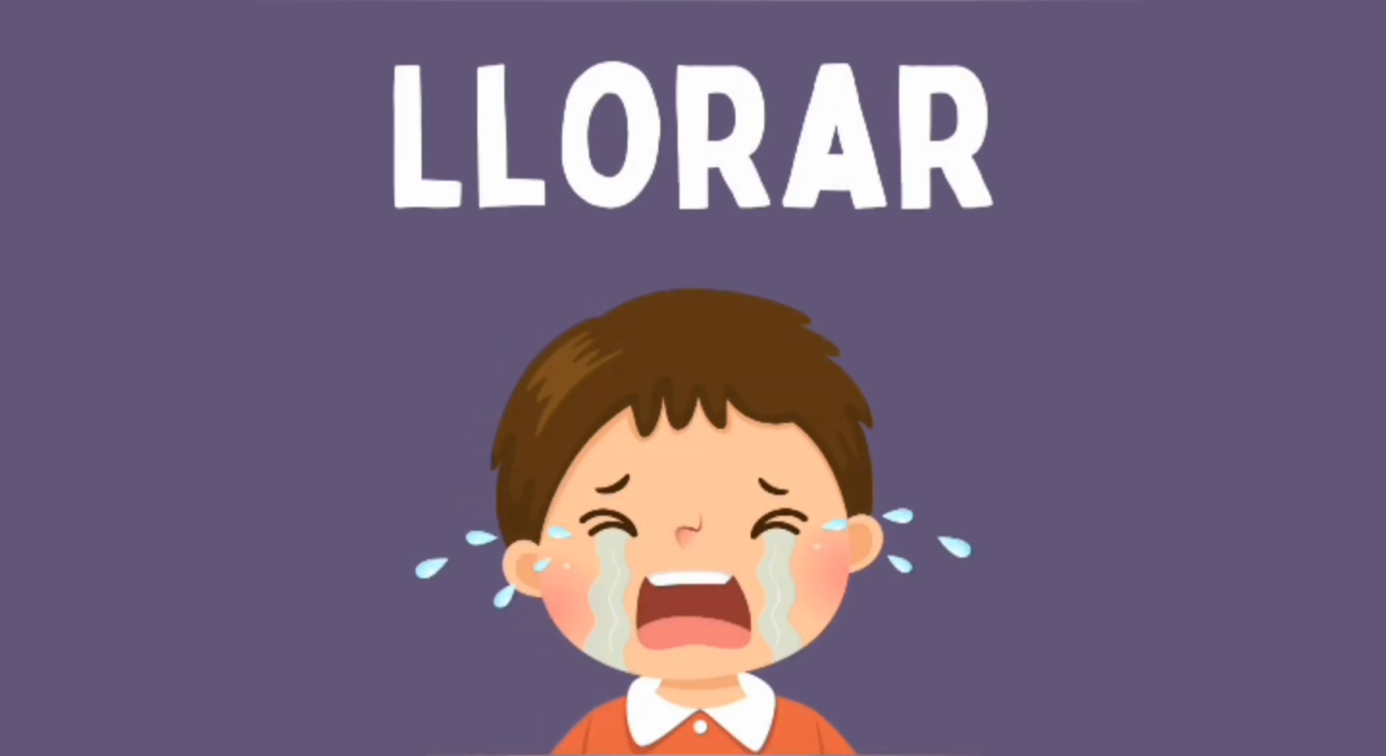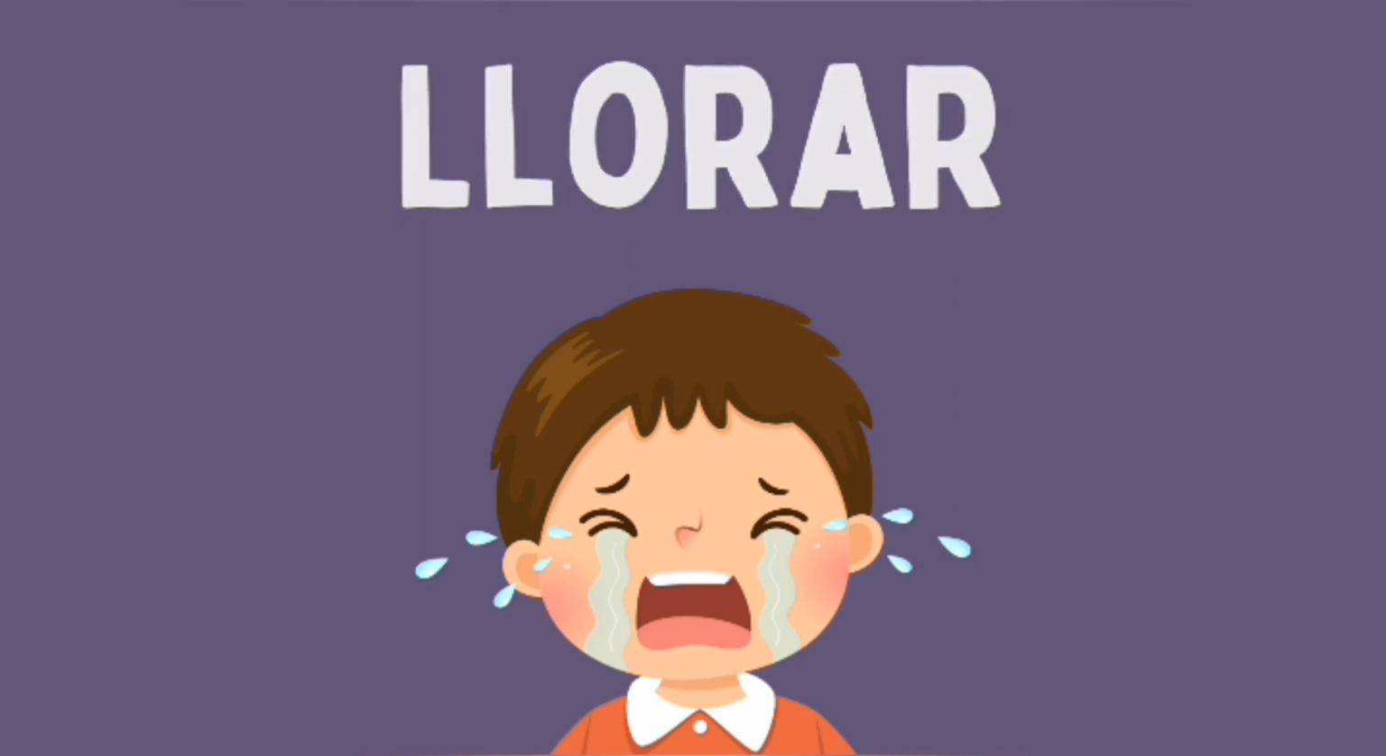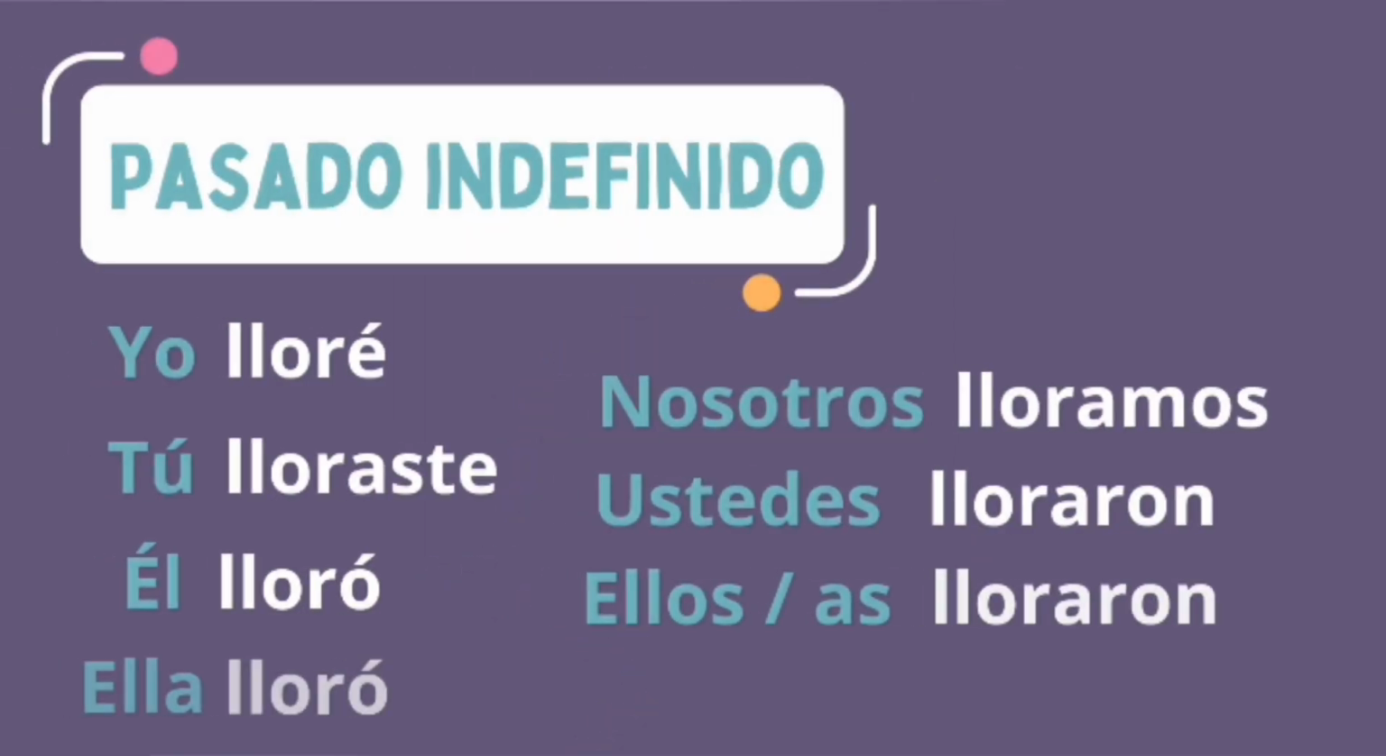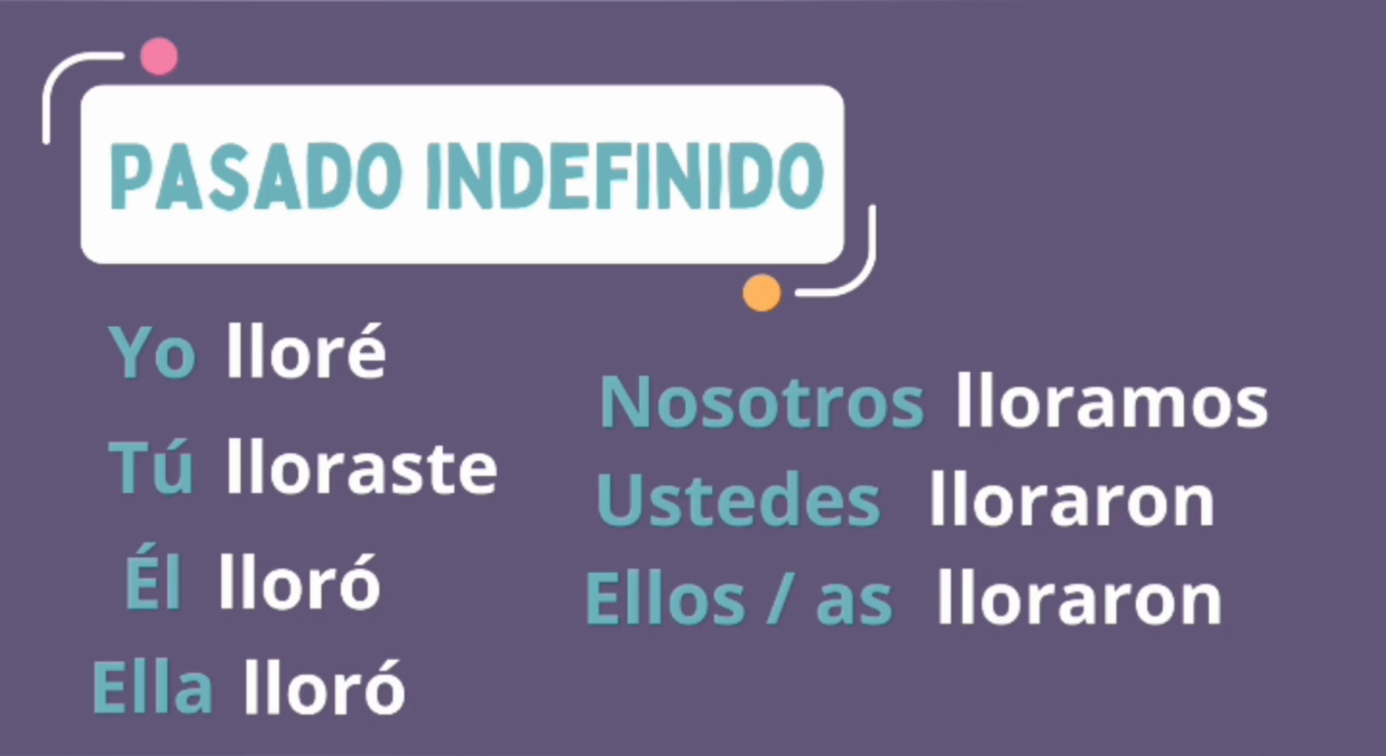Now we have this verb to cry. So let's see how you have to conjugate this verb. To cry, llorar, using the indefinite past, okay? This would be the conjugations. Yo lloré, tú lloraste, él lloró, ella lloró, nosotros lloramos, ustedes lloraron, ellos or ellas lloraron.